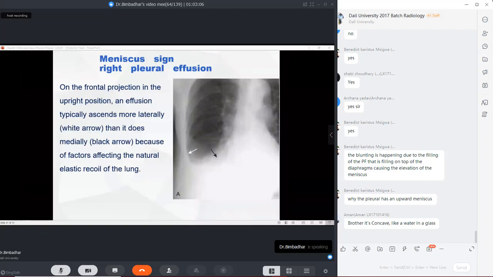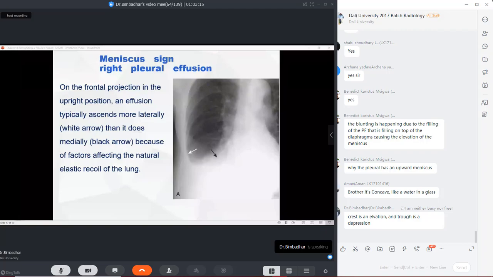Crest is an elevation and trough is a depression. Okay, so it's a concave shape, right? It's not convex, Benedict. It is not convex. It is a concave shape.